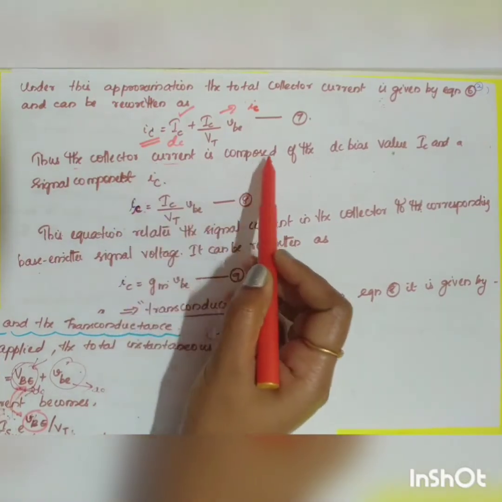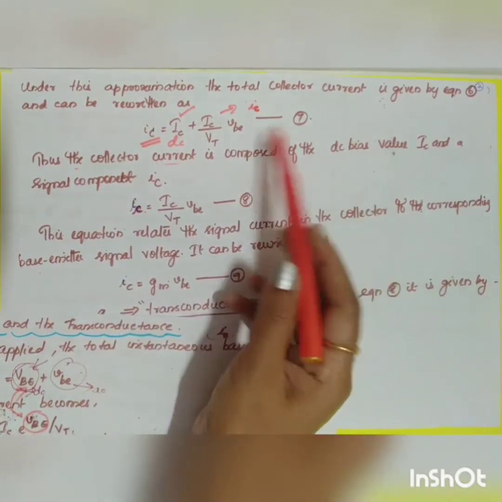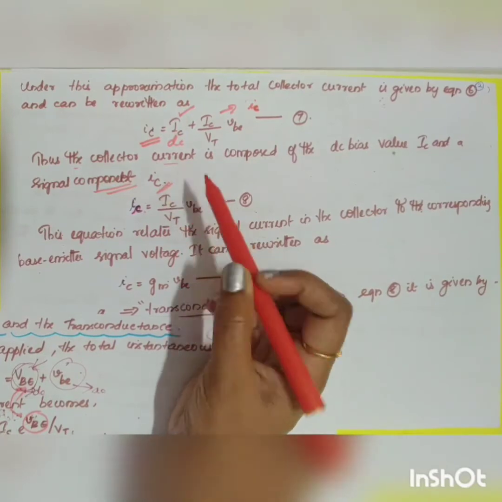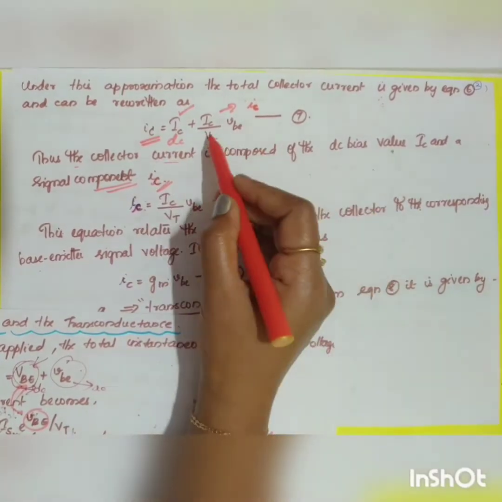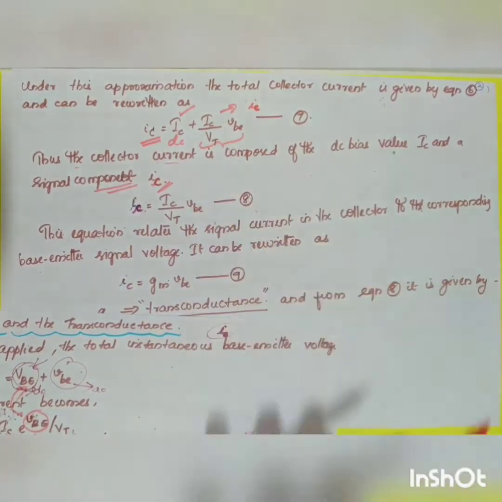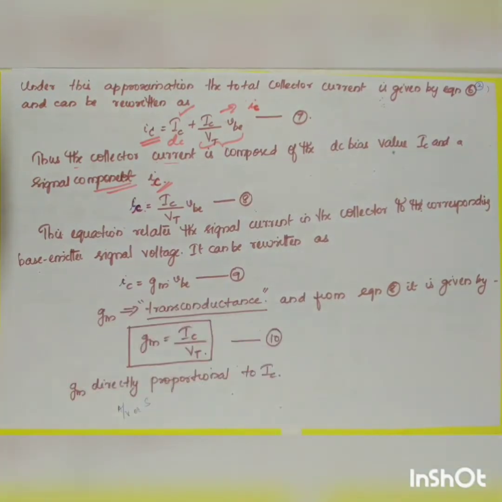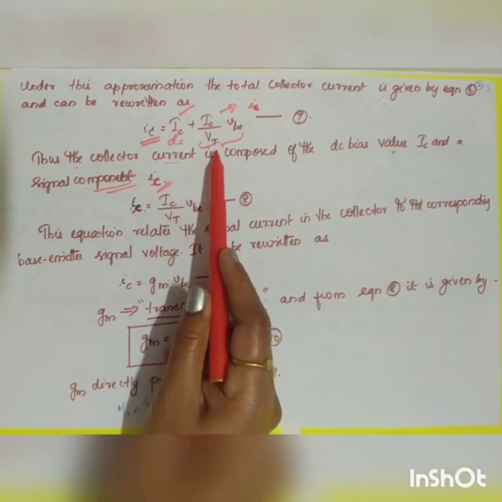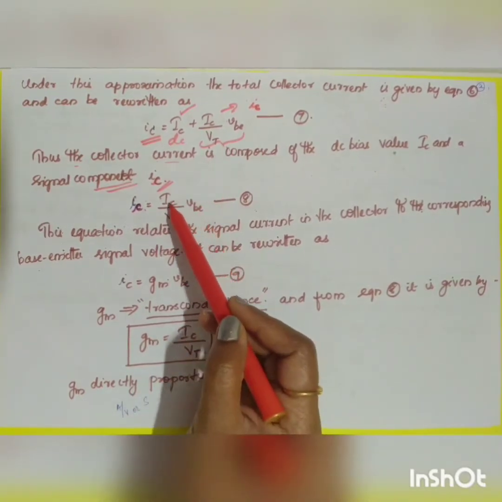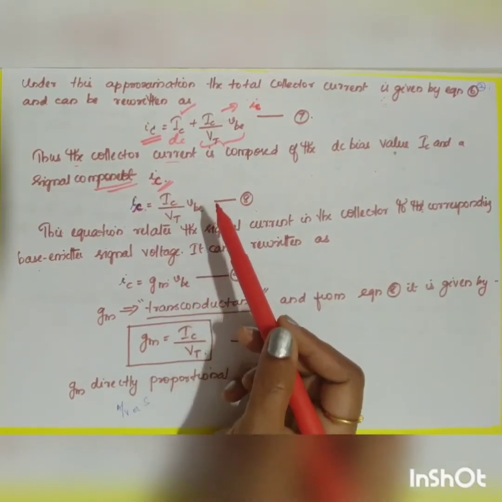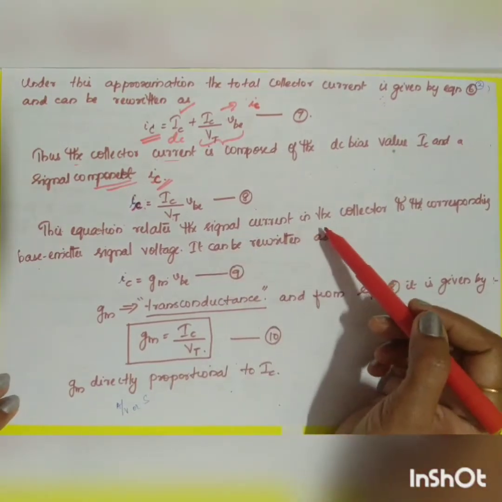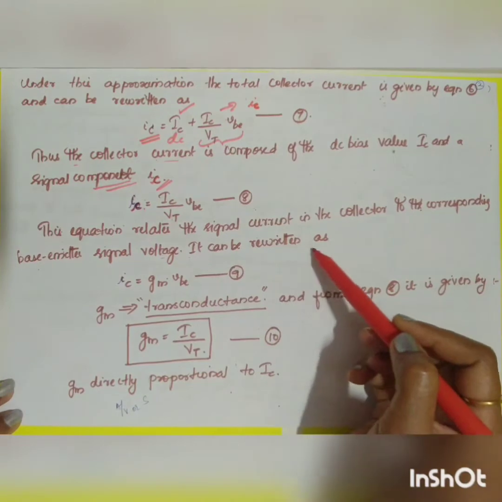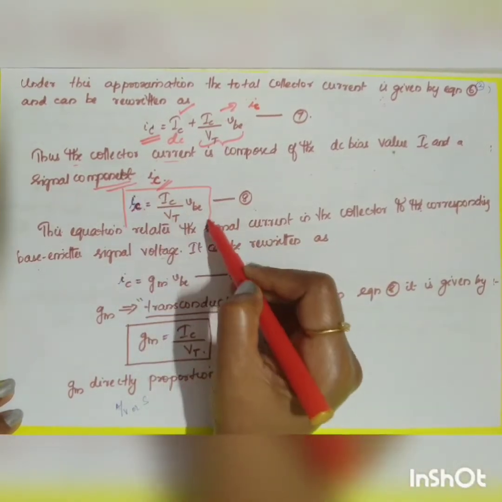Okay, thus the collector current is composed of the DC bias value IC and a signal component, that is small ic. This I am approximating as small ic. This is nothing but your small signal collector current. So small ic is equal to IC divided by VT into VBE. This equation relates the signal current in the collector to the corresponding base emitter signal voltage. It can be rewritten as, so this is going to be your equation.